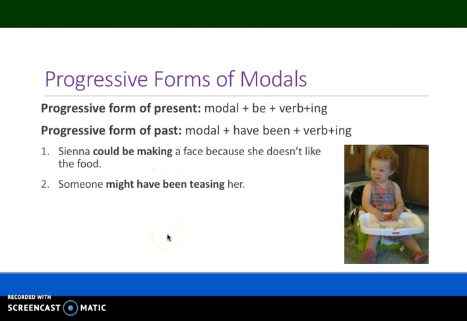Someone might have been teasing her. So this example is in the past. We have might as the modal, have been, and then the verb with the ing ending.